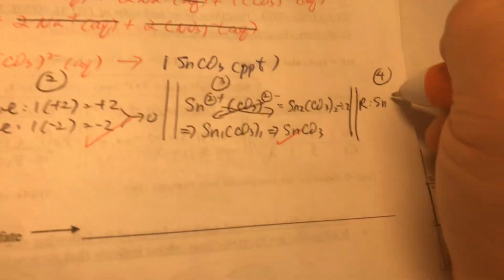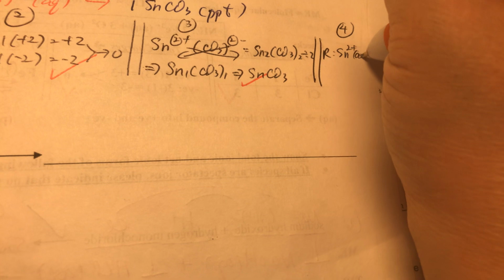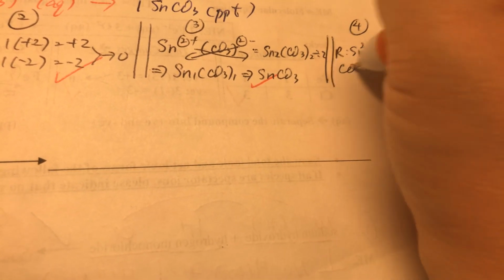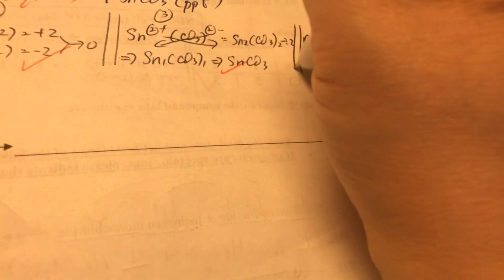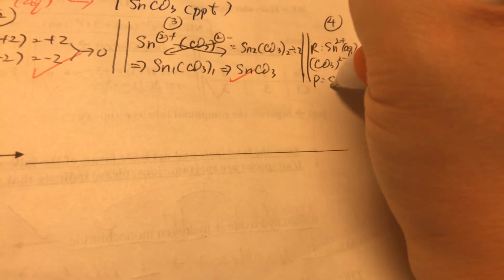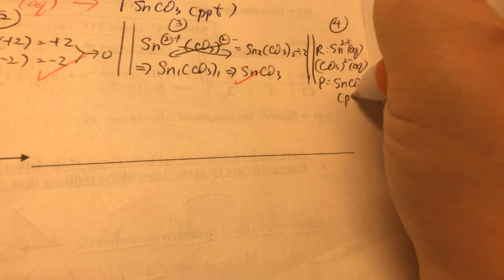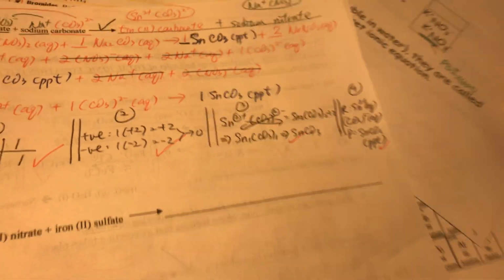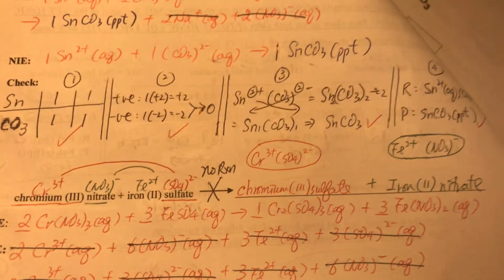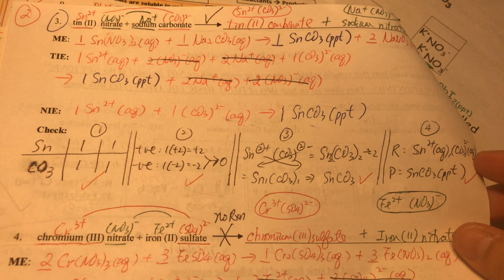Okay, so I'm going to try to write it. Sn2+ is aq. My CO3 2- is aq. And then my product is SnCO3, which is PPT. So which is also good. Okay, it's also good. So when I put my answer key on, I write a little better like this way, so it won't cut off anything. This is it.